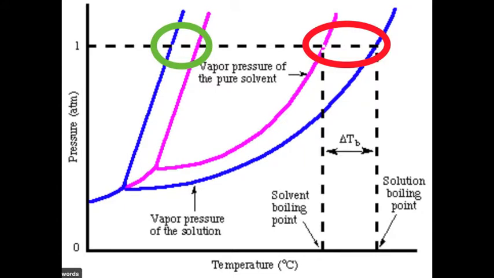We could get the change of boiling point from the graph at the area of the red circle, while the change of the freezing point from the graph at the area of the green circle. We can see that there is a drop of the solution's freezing point and a rise in its boiling point.